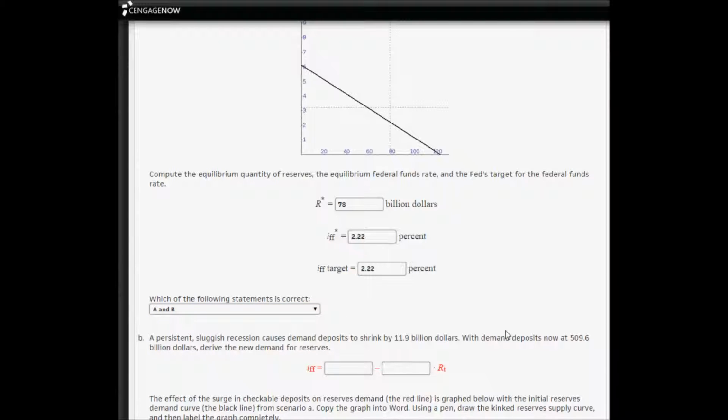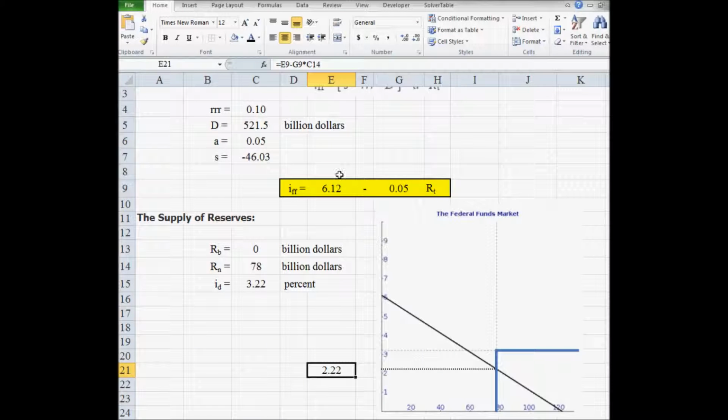A persistent recession caused demand deposits to shrink by $11.9 billion. With demand deposits now at 509.6, derive the new demand for reserves. So we're going to take this value and plug it into our Excel simulation. So the new demand curve has an intercept of 4.93 and the same slope.